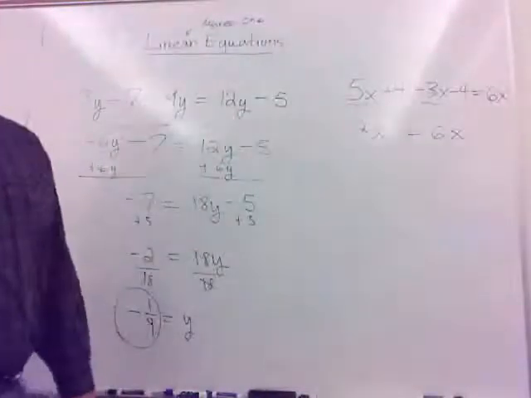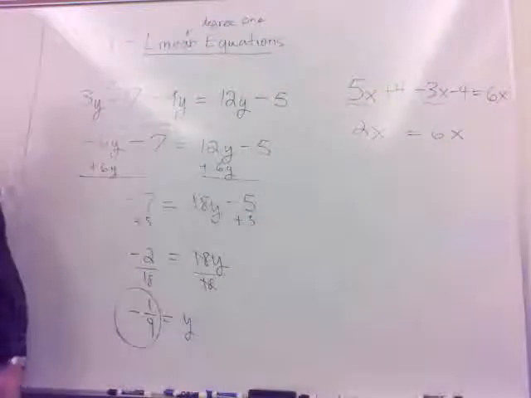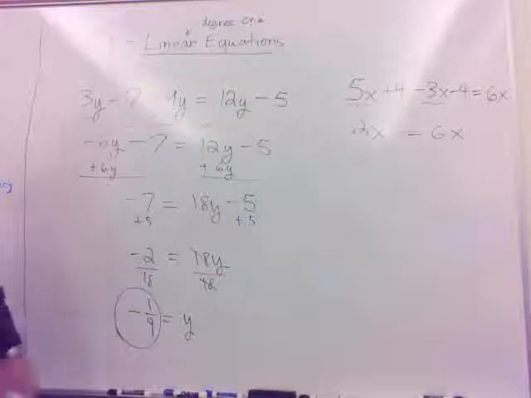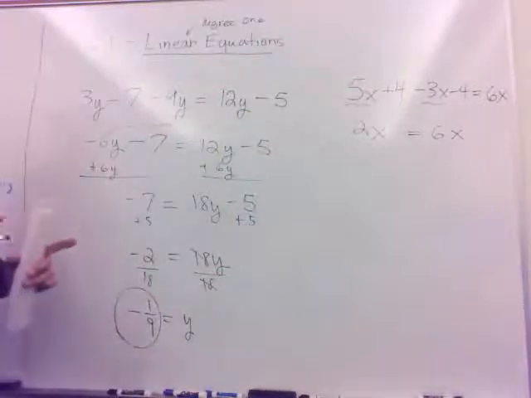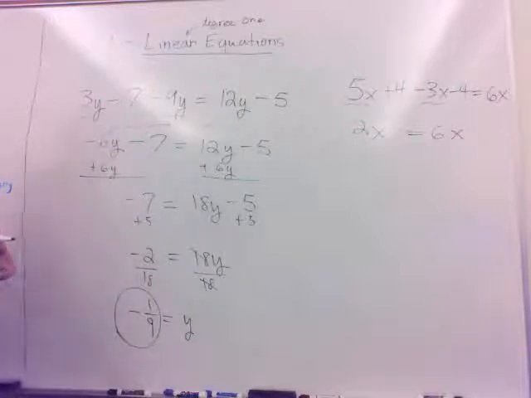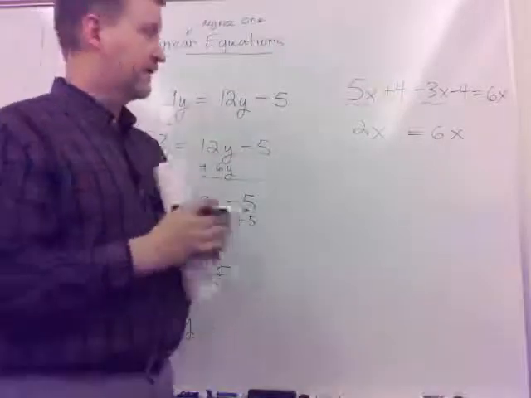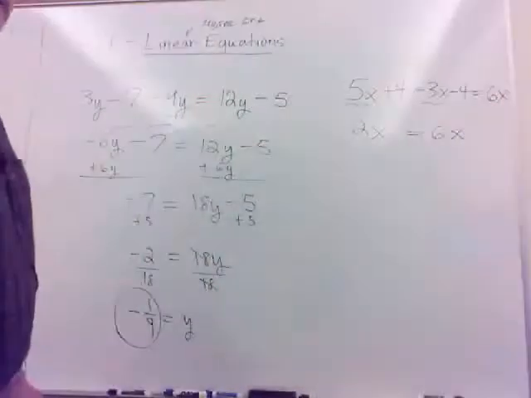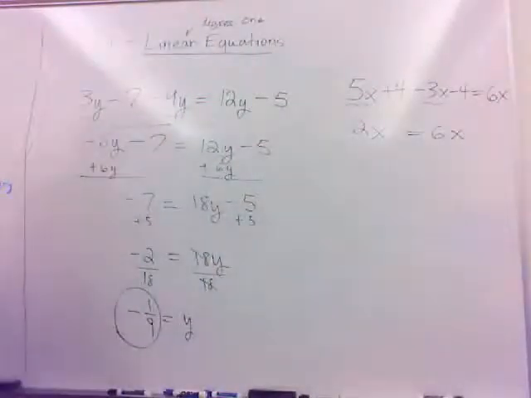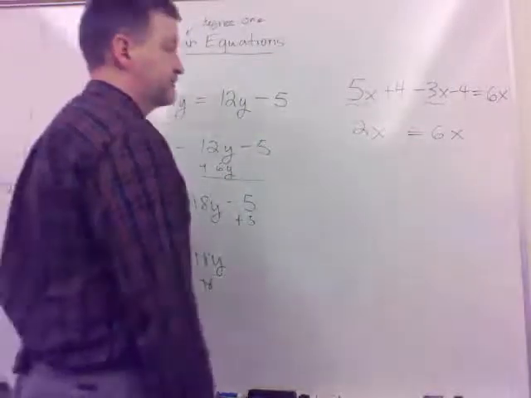2x equals 6x, and this is why I did want to mention this one. In this case, all the constants have disappeared. We have no constants left. However, we still are wanting to get the variables on one side. I don't have that yet. I have the variable on both sides. X is on both sides. So I need to get the variable terms on the same side.